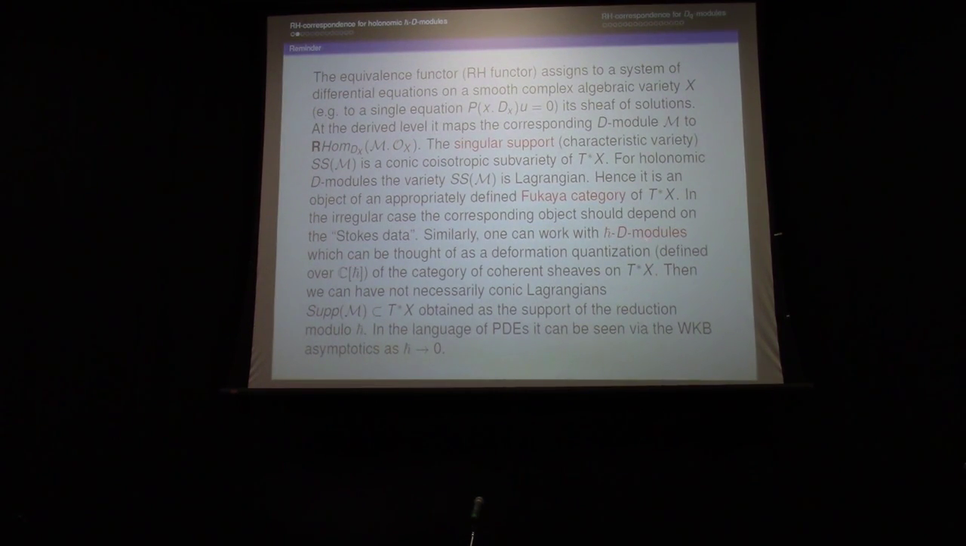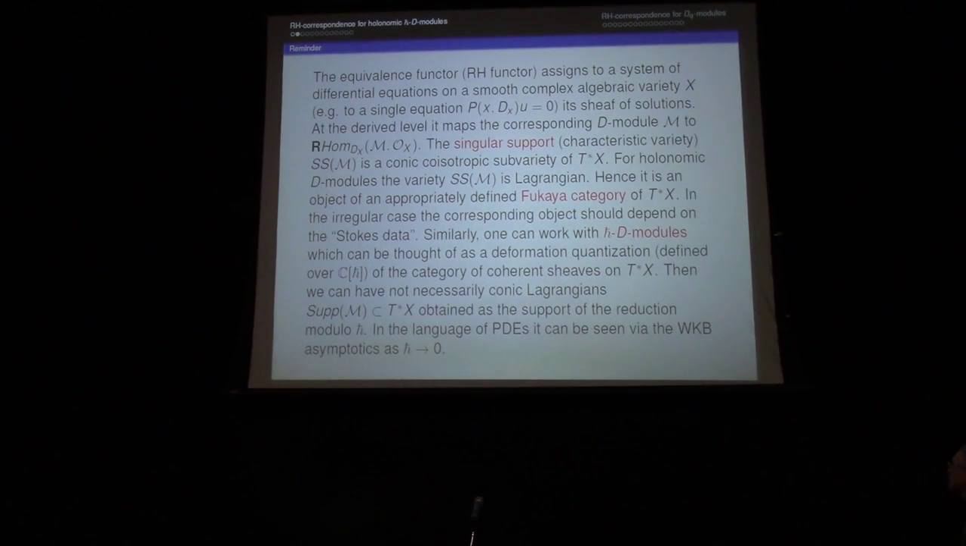Now, working with ħ D-modules, like ħ connections, we can see not necessarily conic Lagrangian subvarieties, because if we have an ħ D-module, then taking the support of the corresponding coherent sheaf modulo ħ, we can see an arbitrary Lagrangian subvariety, even possibly, well, complex Lagrangian subvariety. Everything will be over complex numbers here, but even not necessarily smooth.